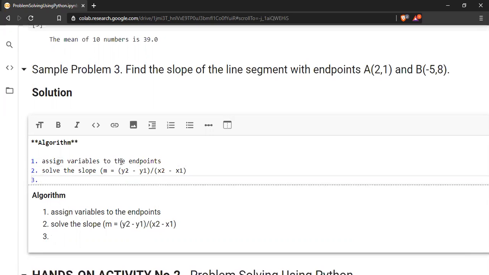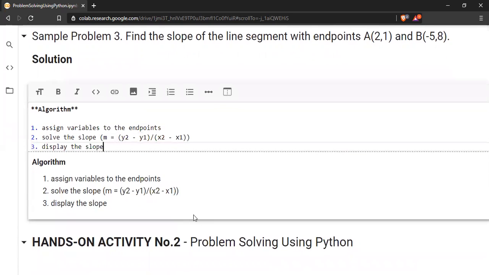That is because you are fond of memorizing formulas. Now in my class, I hate memorization. I just want you to experience solving the problem. You can easily memorize it if you are using it frequently. Like in programming, you don't memorize all the codes, you just use them. Then after solving the slope, we are going to display the slope using the print function. All right, this is our algorithm.